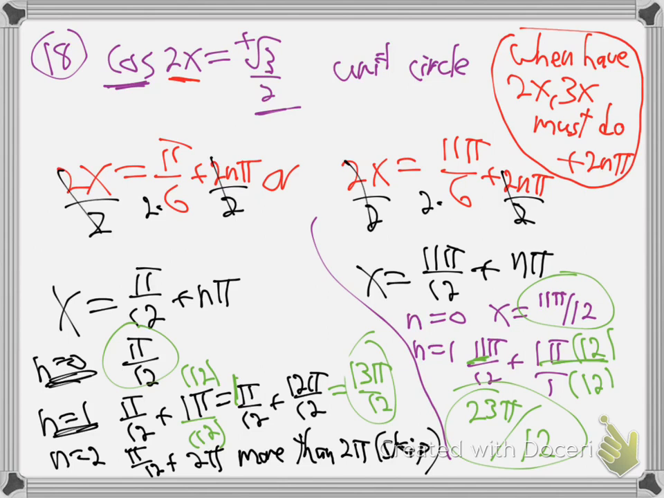Are you guys okay with that? Is that good? So again, we go to the unit circle. Look where cosine is positive root 3 over 2. Grab pi over 6, 11 pi over 6. Then solve for x, divide through by 2, and then let n be 0, n be 1, common denominators. N equals 2 is too much, more than 2 pi. We get 4 answers: pi over 12, 13 pi over 12, 11 pi over 12, 23 pi over 12. There we go. All without a calculator, but you got your unit circle. Questions? Is that okay? That's a pretty hard one.